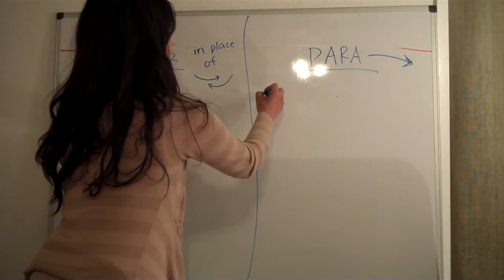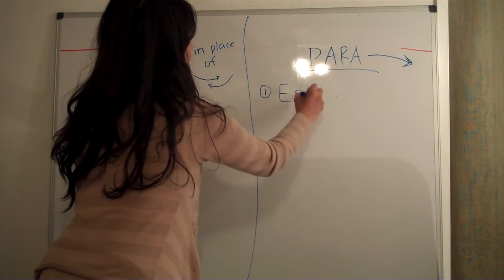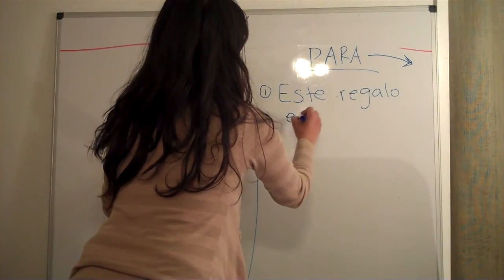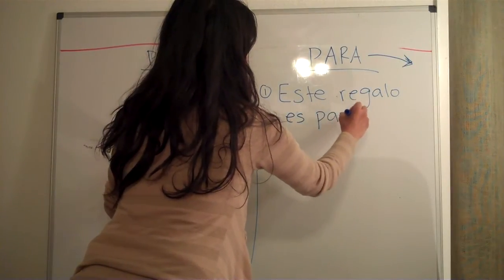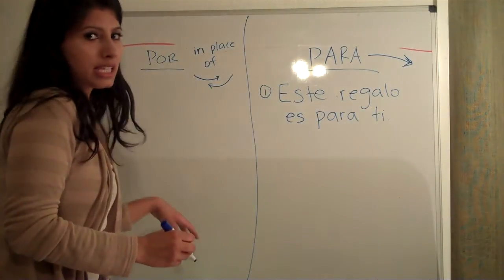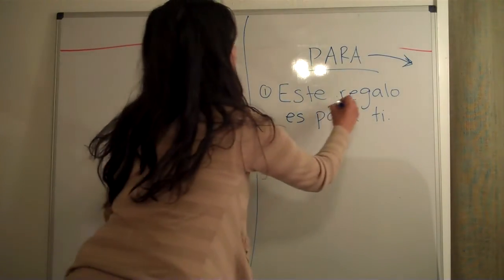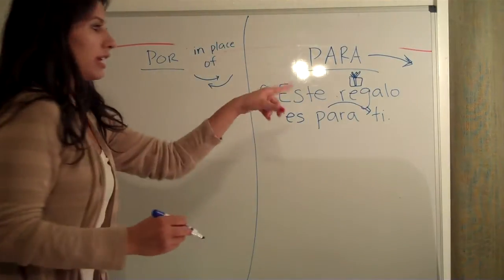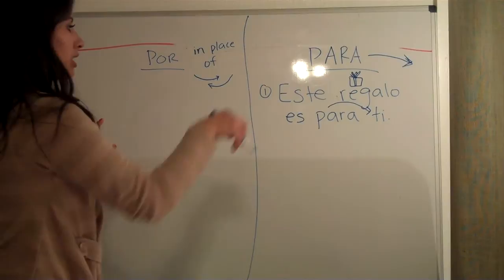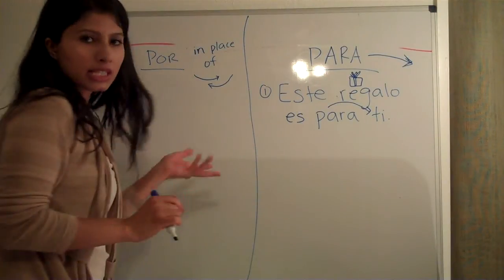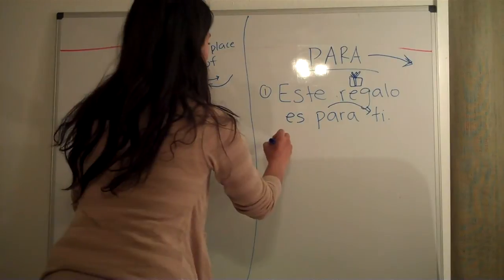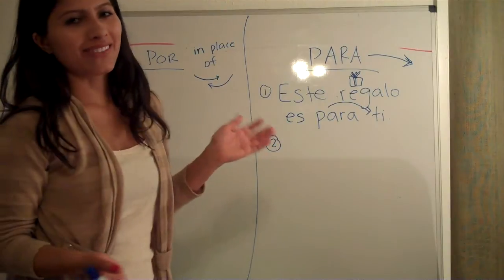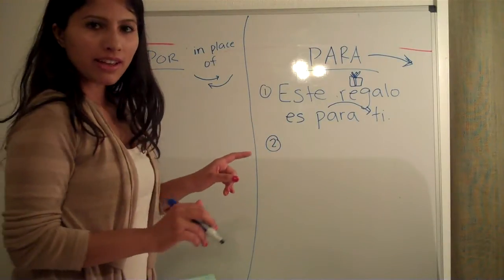For example, if you're going to say, este regalo es para ti. This gift is for you, like it's for you. This gift is for you, right? So something for someone. This is another one used with a verb. And the song that's really good for por y para is Para bailar la bamba. It becomes really relevant.